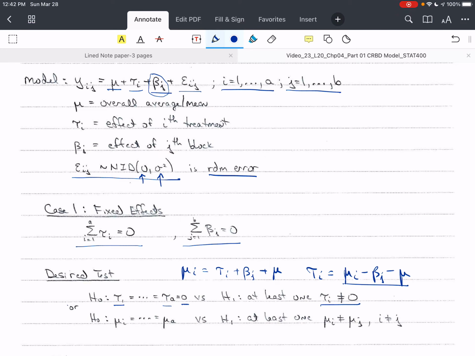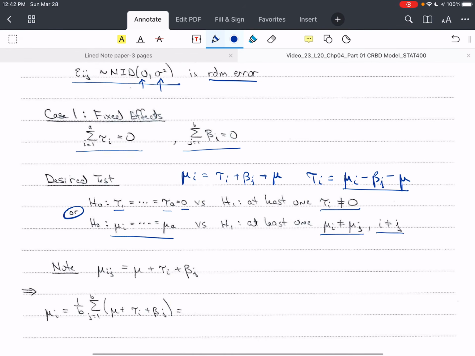Or we could use the means model and say mu 1 is equal to mu 2, etc., is equal to mu a, versus at least one of the pairs, mu i, is not equal to mu j. So at least two means are different for i not equal to j. So those are our hypothesis statements.